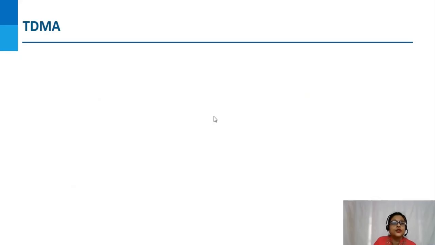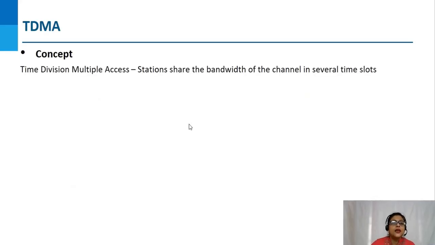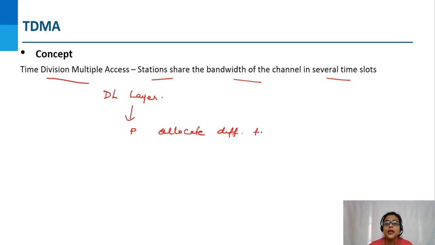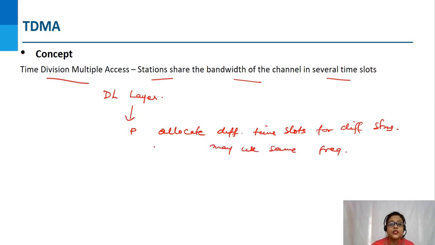Next, let us turn our attention to TDMA. TDMA means time division multiple access. Here stations share the bandwidth of the channel in several time slots. So this is also an access method of the data link layer, which instructs the physical layer to allocate different time slots for different stations. Here the stations may use same frequency, but since they are transmitting at different time slots, let's say T1, T2, T3, etc., there is no interference among the stations.